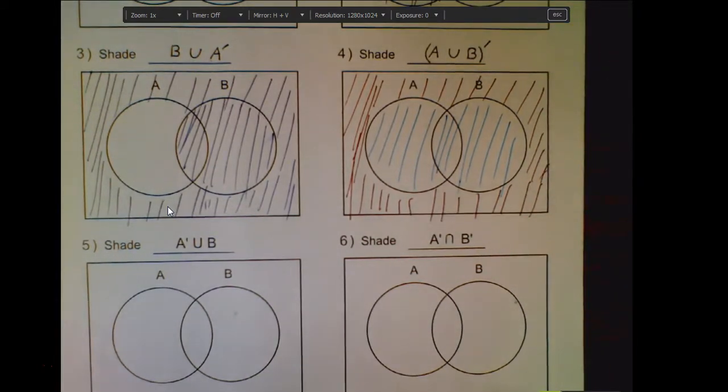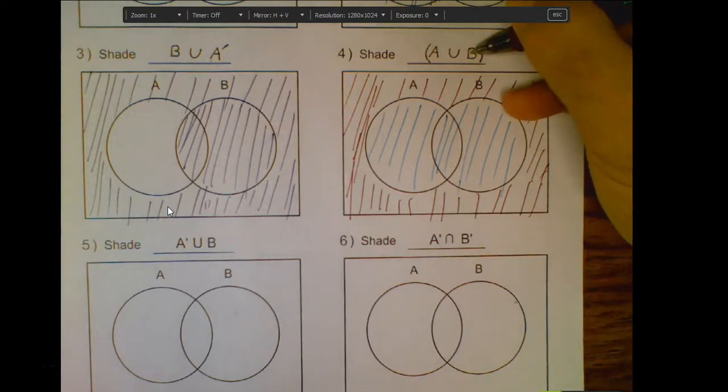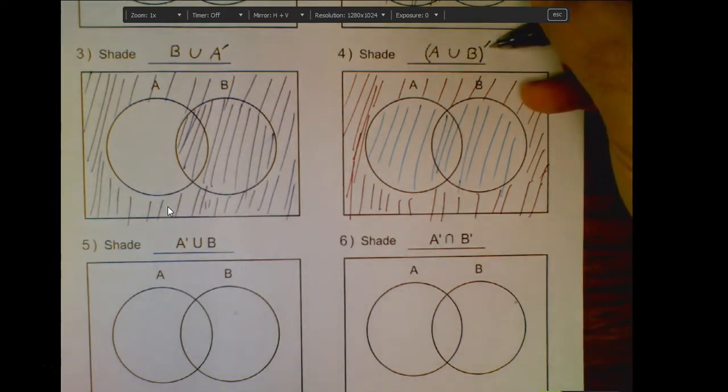It would be that red area right there. So that's what we would want to shade, the complement. So that's a good way of looking at complements, is to do what this is saying first, and then basically identify everything but what you just looked at.